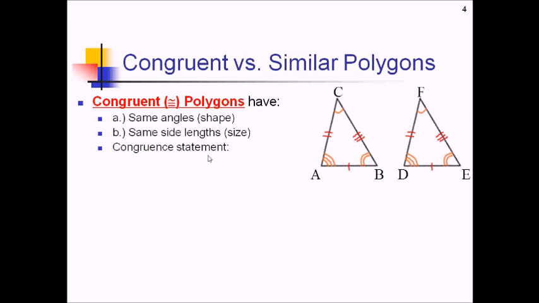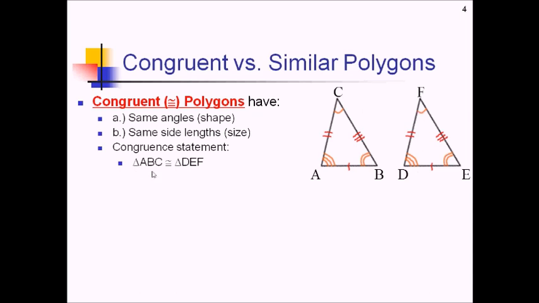Now, when we want to tell people that 2 polygons are congruent, we write what is called a congruence statement. So here is one such statement for these 2 triangles over here. We could say triangle ABC is congruent to triangle DEF. Now, I didn't just write these letters in some random order. Take a look at angle A versus angle D. Here's A, here's D. What do you notice about them? What do you notice about angles B and E right here? How about C and F?